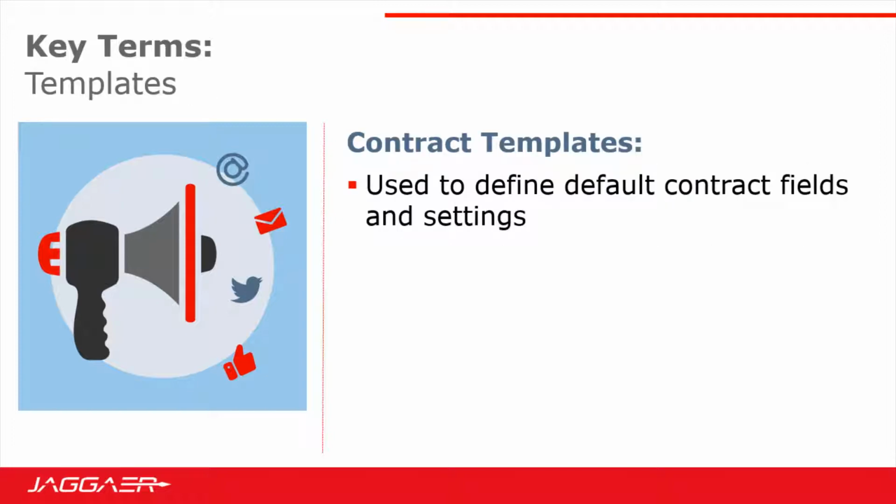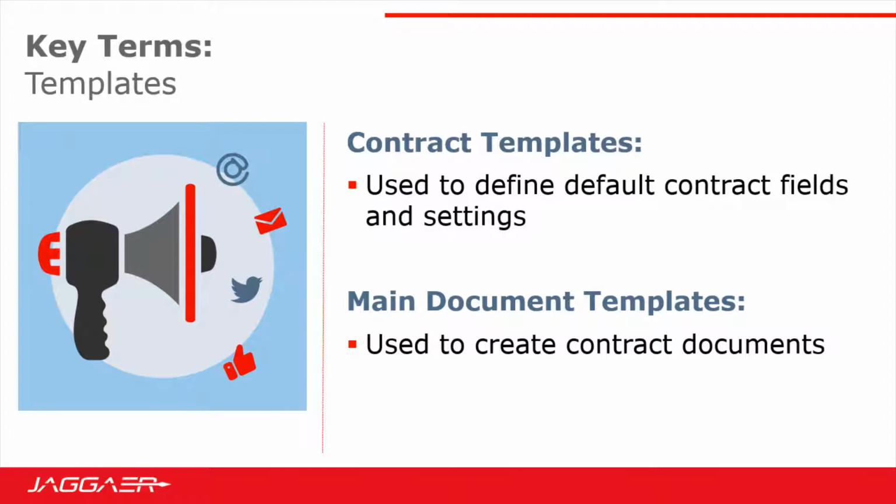Next, we have templates, and we have two terms that you may come across in the Contracts Plus solution, so I want to make sure to differentiate between them. First, we have contract templates. Contract templates are used to define default contract fields and settings. So maybe you have a contract in your organization that has standard options that rarely change. Administrators may choose to configure a contract template that has all of those standard field values entered. Then contract managers can change those default values on their own contract if they need to, but otherwise they can just leave them as they are and speed up the contract creation process. It's kind of like a cookie cutter.